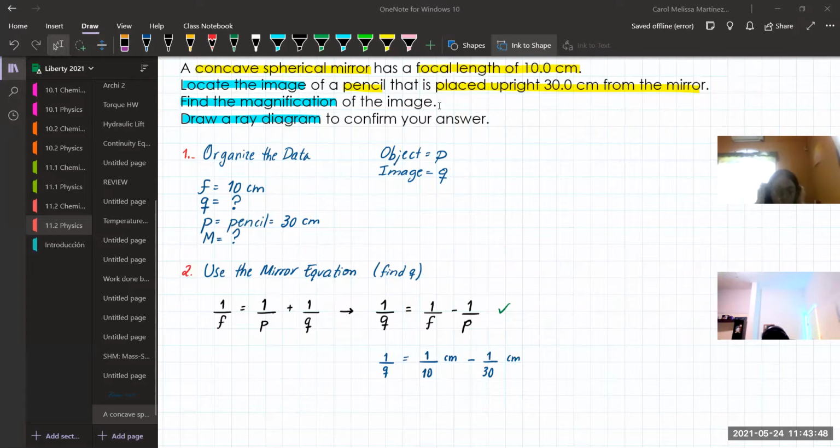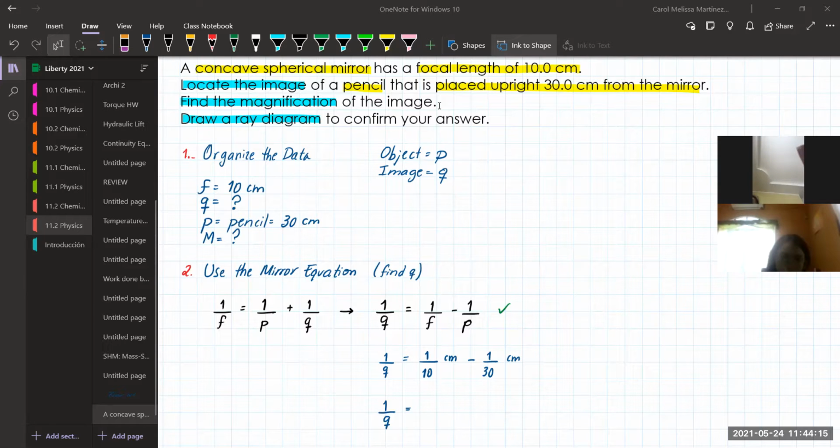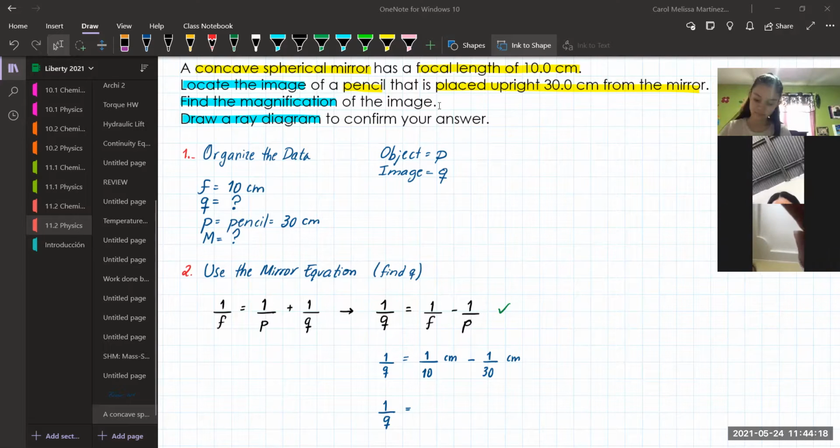Okay, so in the calculator, we're going to focus on the subtraction. 1 over 10 minus 1 over 30. How much does it give you? 0.0607.